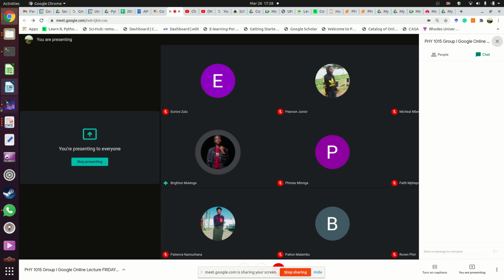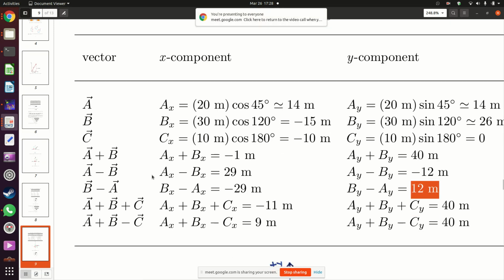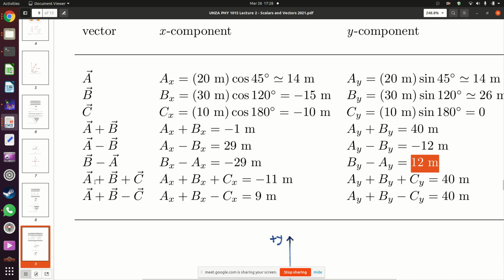Okay. Next, we are not restricted to adding or subtracting only two vectors. Depending on what situation you're given, you can even add or subtract more than two vectors. For example, in this case, you want to find the result of adding vector A plus vector B plus vector C. So when you add more than two vectors, you want to find out how much the resultant A plus B plus C, which is a vector, is along the x-axis and how much it is along the y-axis. So how do you do that?